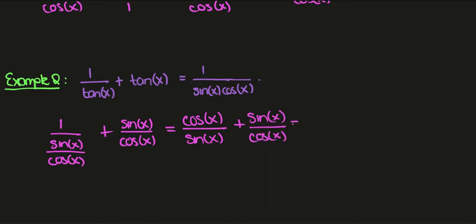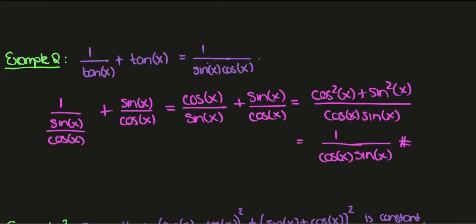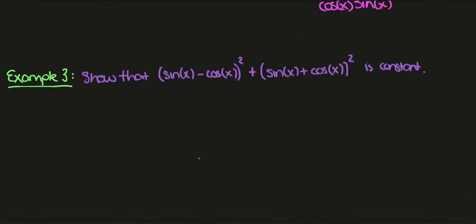Now, to get a common denominator here, we'll cross multiply. So I'll get cos squared x plus sine squared x over cos x sine x. But again, by the Pythagorean identity, cos squared plus sine squared is equal to 1. So I'll get 1 over cos x sine x. This can also be written as sec x times cosec of x, but we were just required to write it as 1 over sine x times cos x.